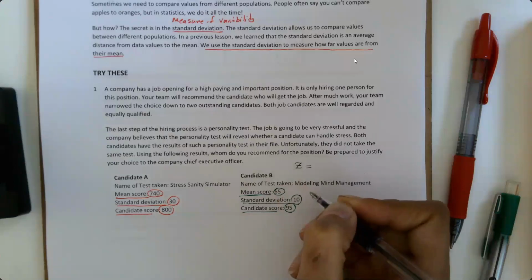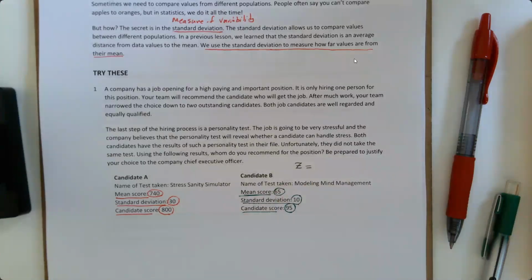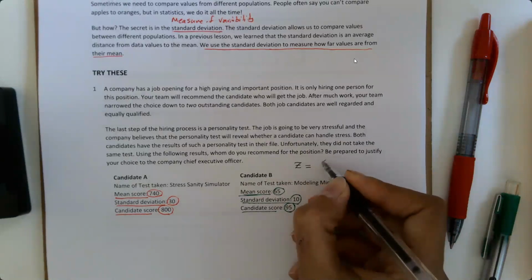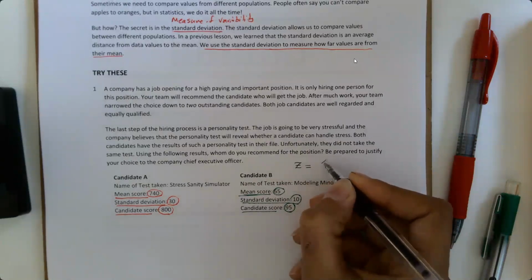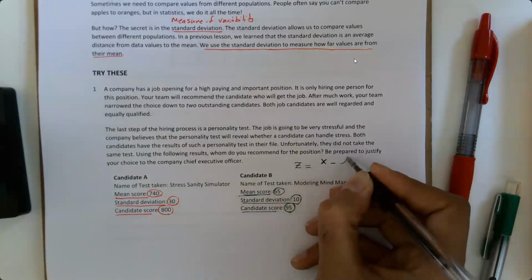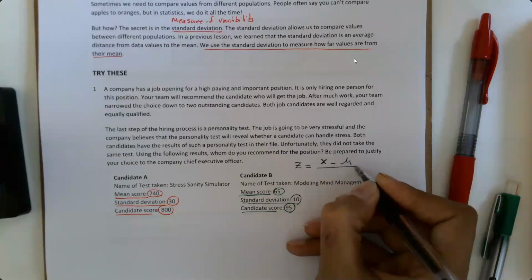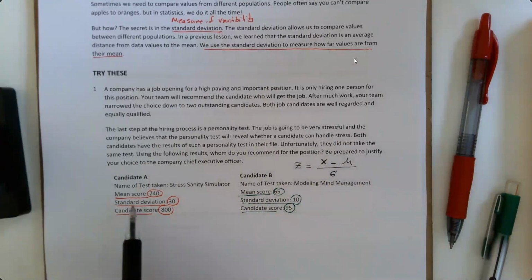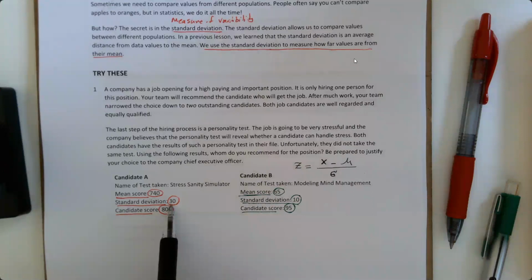equals to X bar, the mean of the sample, X, minus the mean divided by sigma. So here you have the mean score. This is your population mean. Standard deviation of the population is given, and your candidate score is 800.